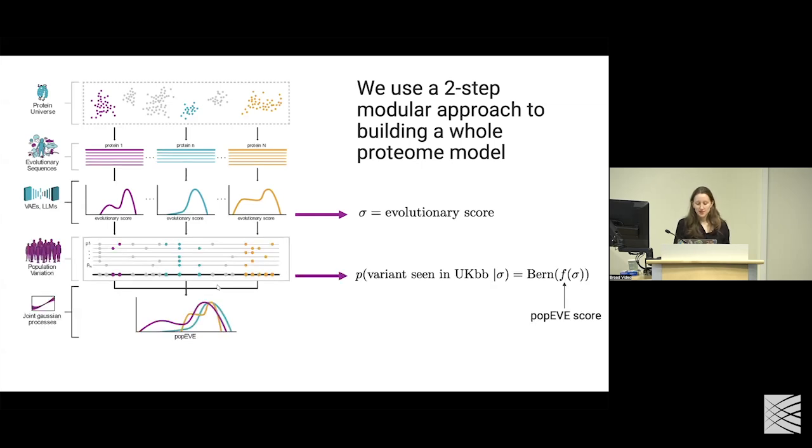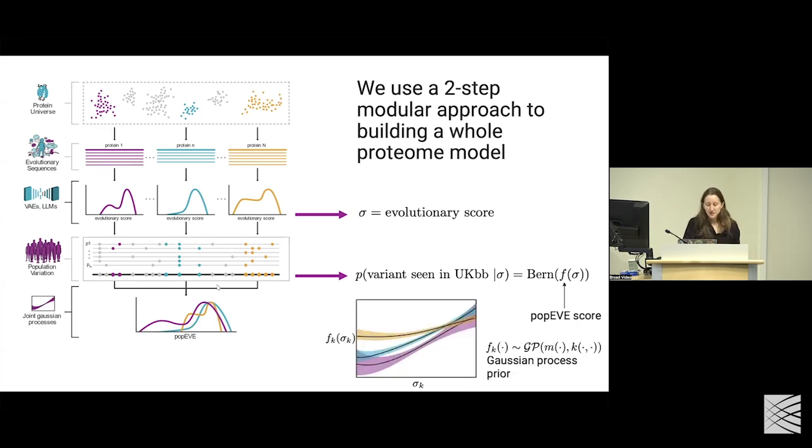And with this model, we basically have a variable for an evolutionary score that we're getting from these Eve models or other potential protein language models that might be ensembled in some way. And we basically do a conditional distribution where we're taking the probability of a variant being seen in some biobank, in this case, the UK Biobank, and we're conditioning this on its evolutionary score. And we can parameterize this as a simple Bernoulli distribution, where our prior is a Gaussian process prior.